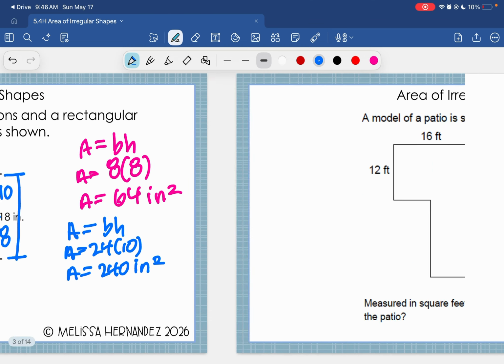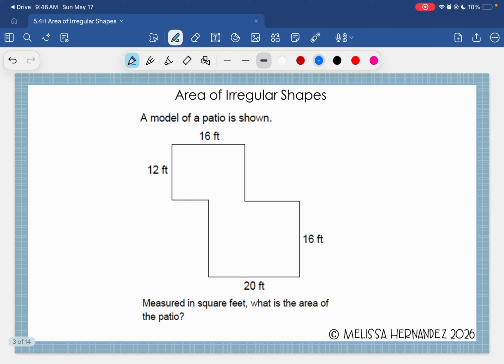Let's go ahead and keep going. This is the final problem. It says a model of a patio is shown. Measured in square feet, what is the area of the patio?